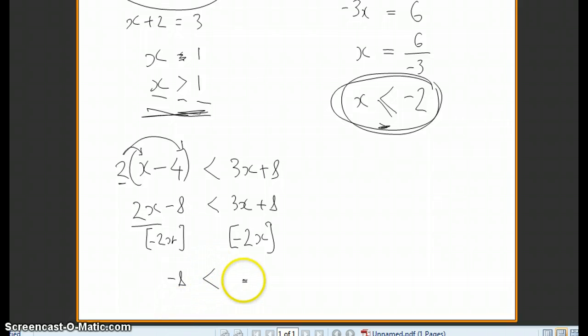And on the right hand side I've got, what's 3x minus 2x? Just x, eh? Hey, that's good. 3x minus 2x is just 1x, or x. And then I've still got my plus 8. So now I've isolated x to one side of the inequation. Very handy.